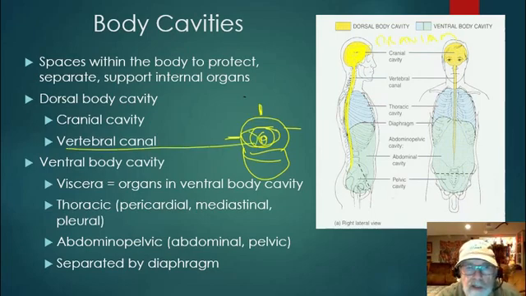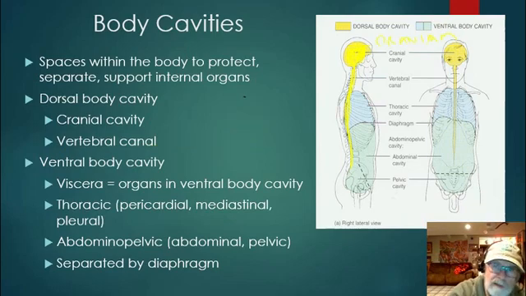So the dorsal body cavity encloses the brain and spinal cord. That's it. Nothing else. Forget that. Once the nerves leave the spinal cord, they're no longer there. Okay. Brain and spinal cord, dorsal body cavity. Pretty much piece of cake. Okay. The ventral body cavity is a lot more difficult.